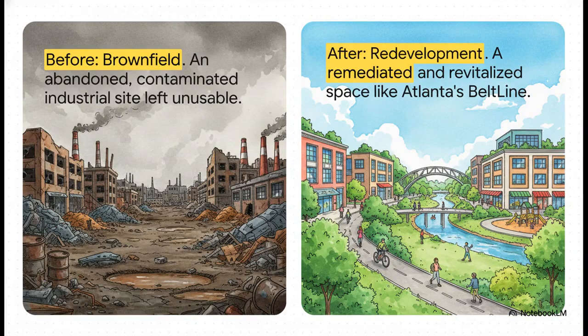Another really cool strategy is taking on brownfields. These are old industrial sites, basically land that's been left polluted and useless. Instead of letting them just sit there and rot, cities can go in, clean them up, and totally transform them into amazing community spaces. Parks, trails, new housing, like what they did in Atlanta with the Beltline. It's a total game changer.